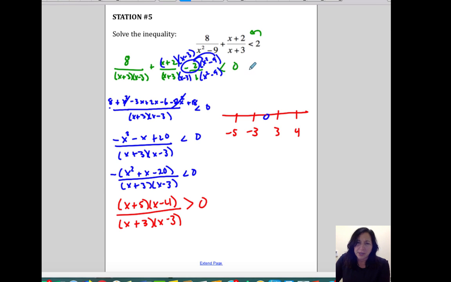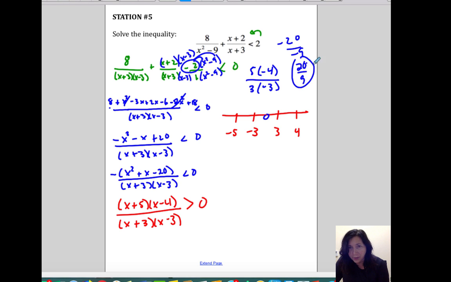If I plug 0 in, I get 5 times -4 over 3 times -3. So I've got -20 over -9, which is +20 over 9. And I'm asking myself, is my graph greater than 0 at that point? Is this number right here at 0 greater than 0? The answer is yes. So therefore, my graph is greater than 0, and it's going to do all this fun stuff here. So it's like a little snake here.